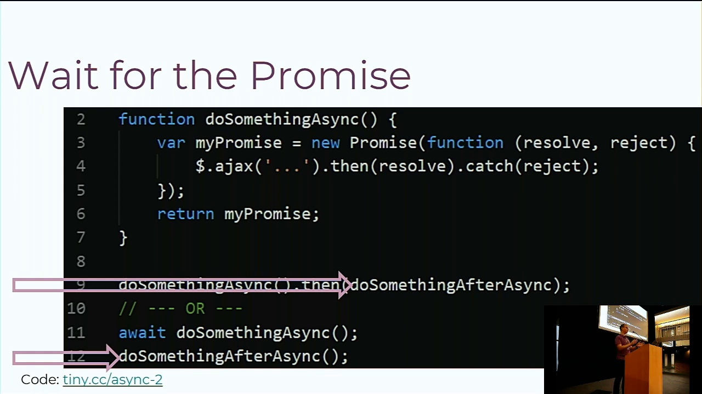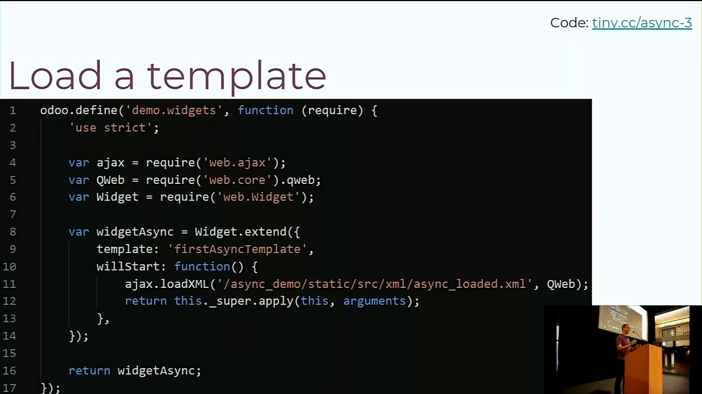Okay. This is not Odoo specific. This is pure JavaScript. Now, let's start to do something very much Odoo specific. I've created a widget, a very simple widget. It has a template, and I want to load this template asynchronously. Of course, I've read the documentation about widgets, and I know that I should do asynchronous stuff in the willStart method of the widget. I'm sure you all read the documentation and all know that you should do asynchronous stuff in the willStart function of the widget, right? Sure.